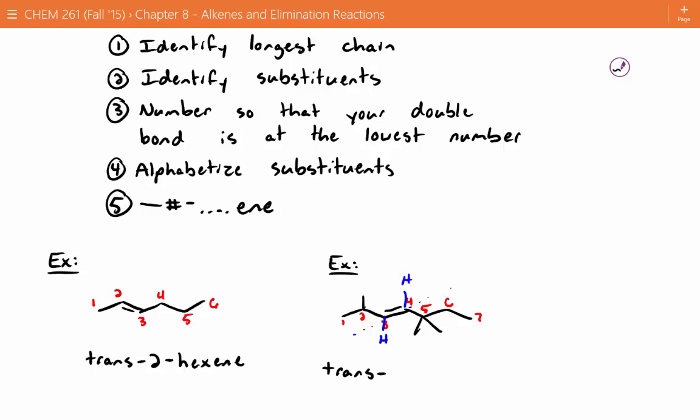And then what should we name our substituents? Yeah, it would be 2, 5, 5 trimethyl. And then what's the suffix going to be? It's going to be a heptene, but we have to include a number to indicate where the double bond's at, right? So it'd be 3 heptene.